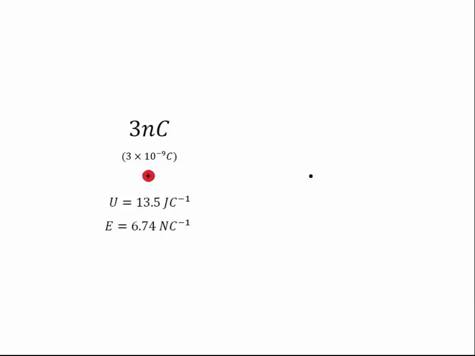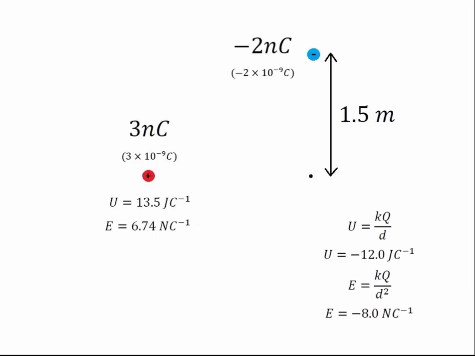Now let's put in another charge. Let's say a negatively charged particle, and let's say we've got minus 2 nanocoulombs, minus 2 times 10 to the minus 9 coulombs of charge, and it's 1.5 meters away. So I put in the numbers for the potential. I get minus 12 joules per coulomb, and the field is minus 8 newtons per coulomb.